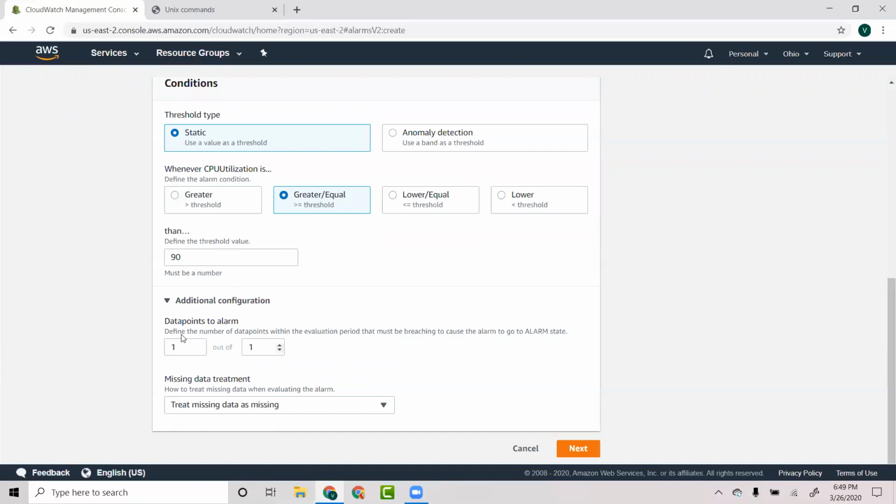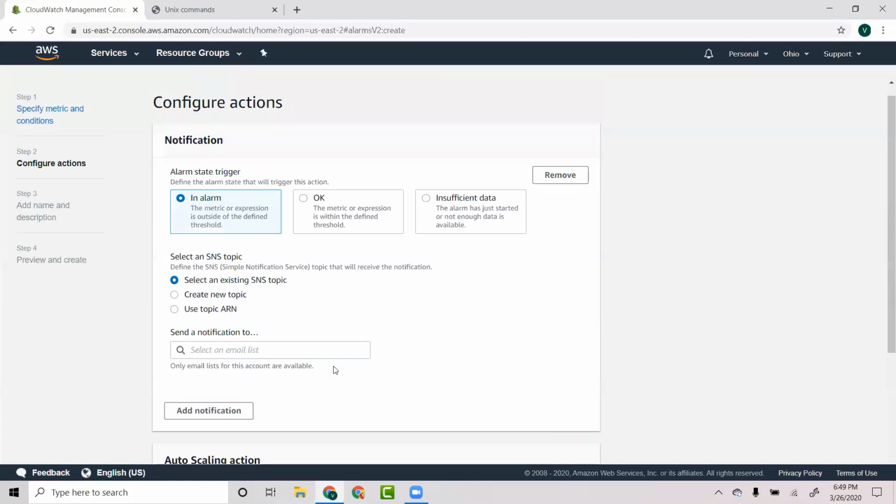But in this particular case, just because I don't want to wait that long for the class, I want to do it 1 out of 1. Define the number of data points within the evaluation period that must be breaching to cause the alarm to go into alarm state. Make sense? Treat missing data as missing. Next, and then, okay, alarm state trigger.